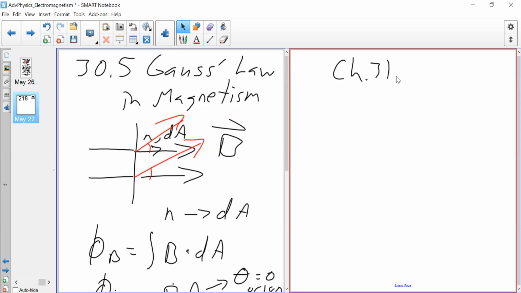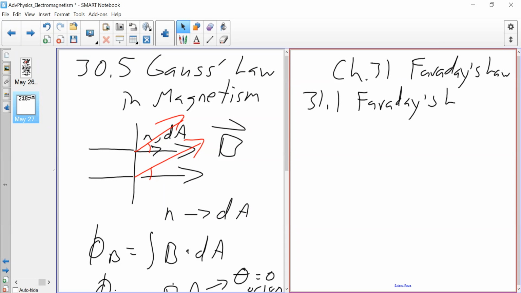Chapter 31. This is entitled Faraday's Law. And section 1, Faraday's Law of induction, I like to call it, as seen elsewhere, electromagnetic induction.